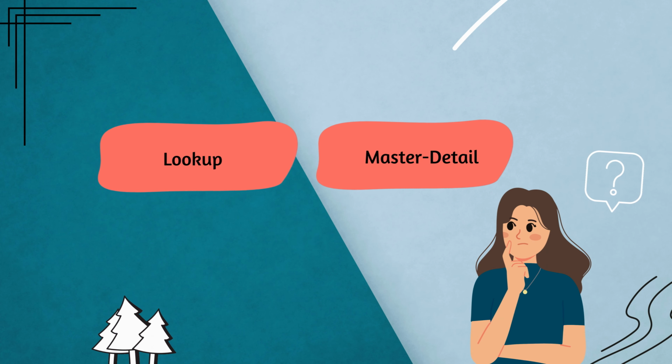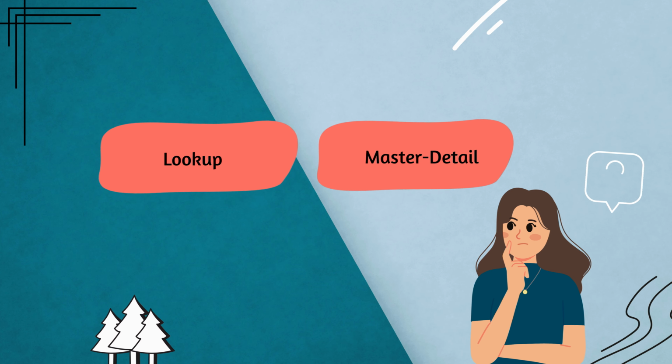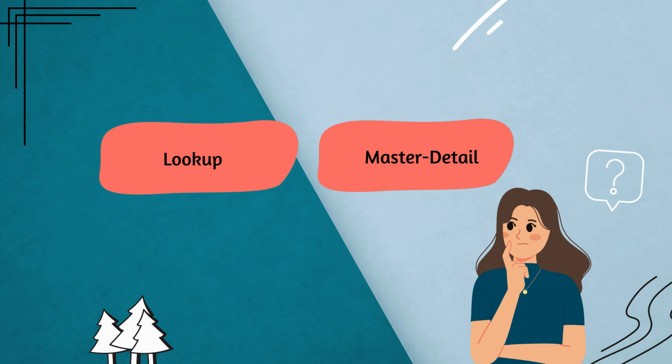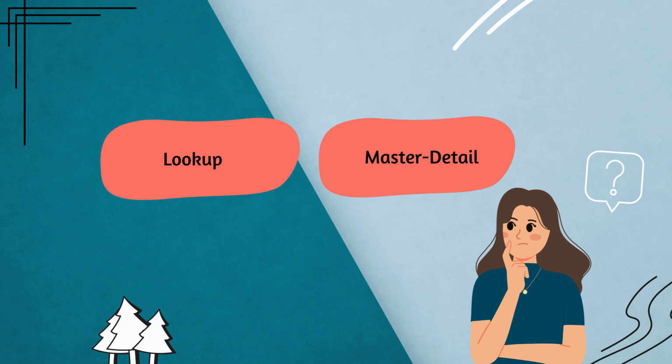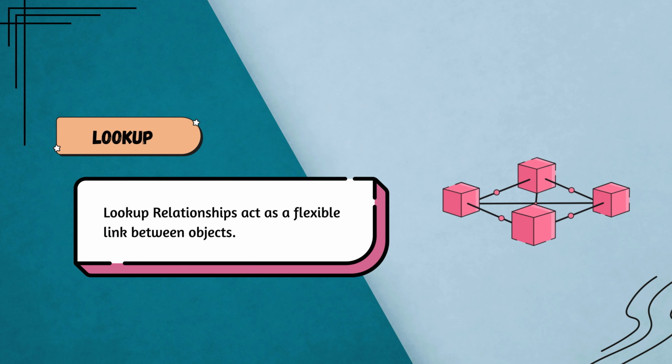But beyond standard relationships, Salesforce allows the creation of custom relationships between objects. The world of object relationships predominantly revolves around two main types: lookup and master detail. Lookup relationships act as a flexible link between objects, enabling you to look up related items from one object to another. It could be a one-to-one or one-to-many relationship.